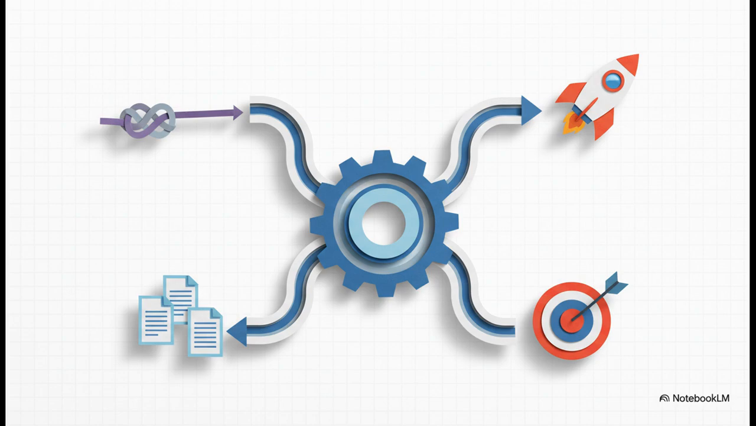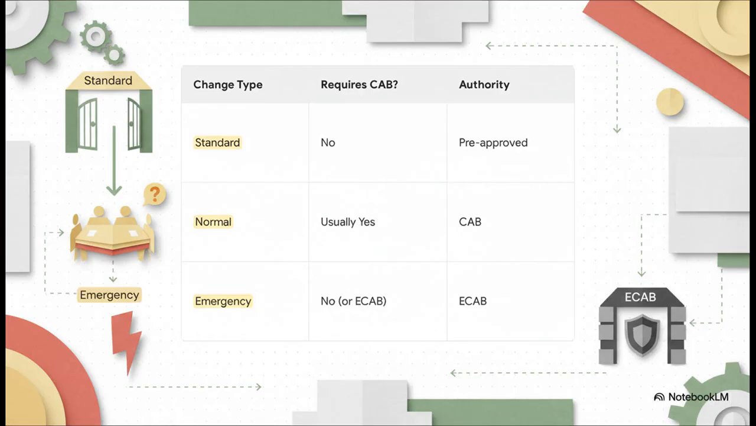It's a huge win. So let's put it all together. This is your complete field guide, all in one spot. Standard changes are pre-approved, no CAB. Normal changes usually need that CAB approval, and emergency changes, they bypass the normal process and use a fast-tracking authority like an ECAB. It's simple, but it's incredibly powerful.